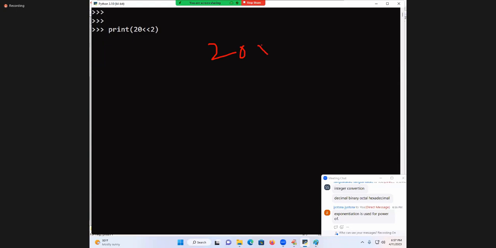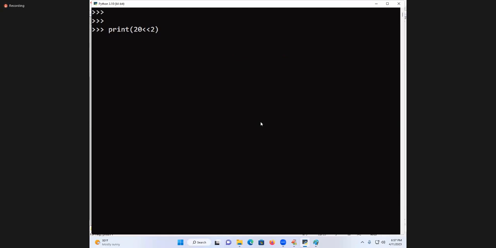What is 20 into what? 2 to 2 square. 20 into what? 4 is called what? 80. If I don't respond to the wrong answer, students will think that it is correct. Same thing they will say in the interview also.